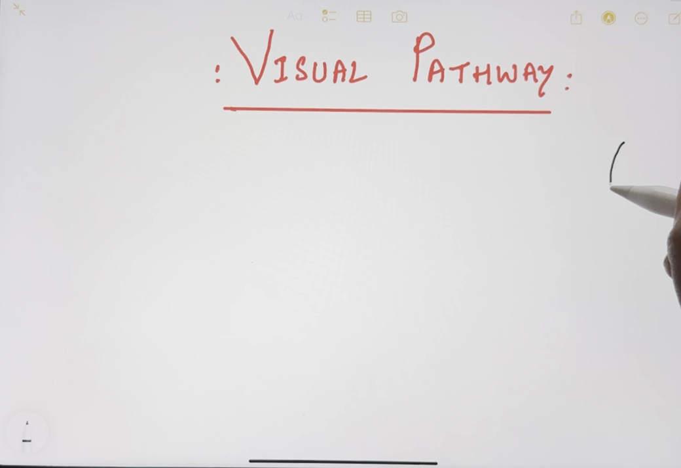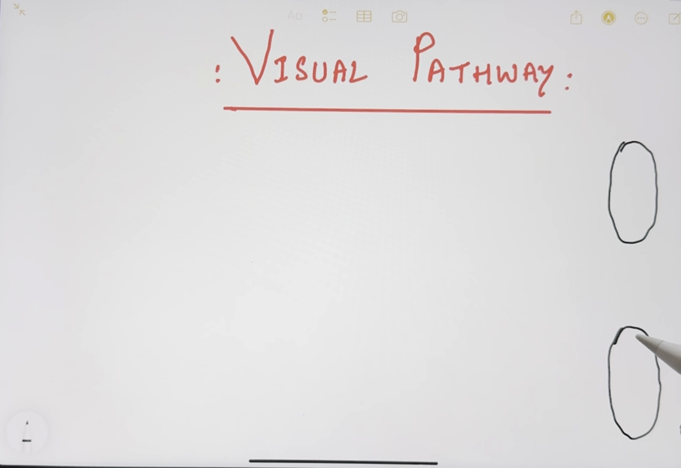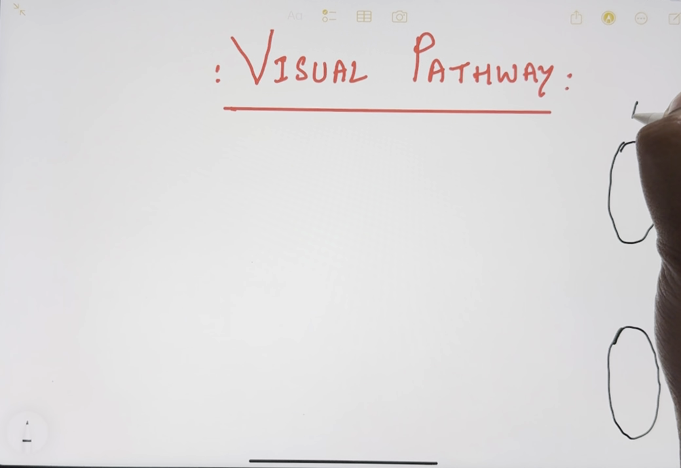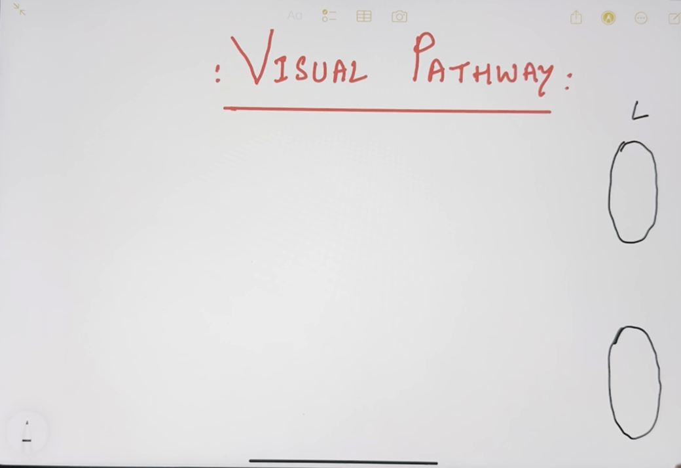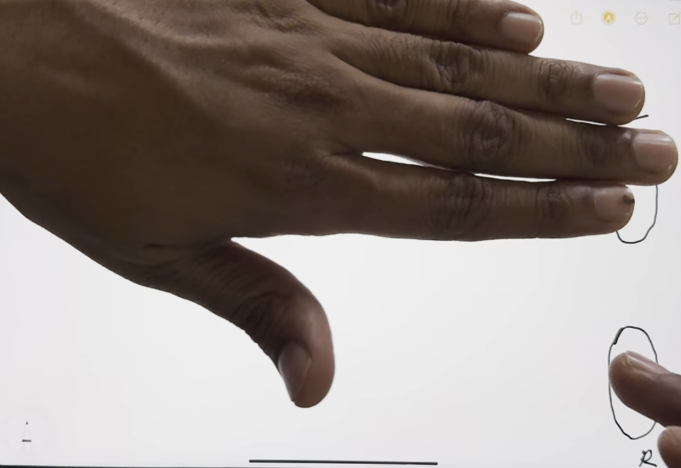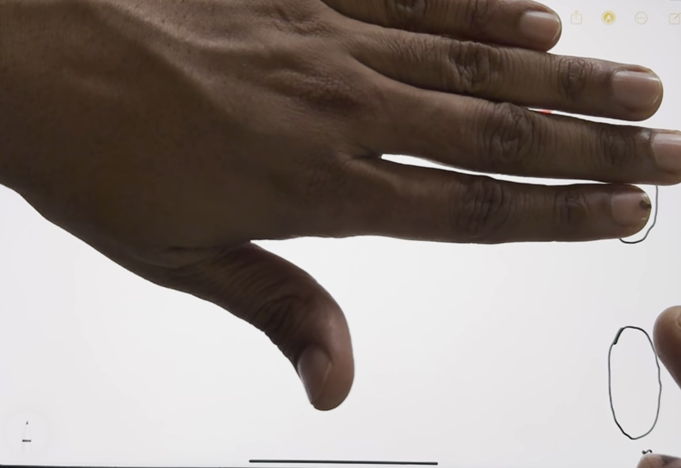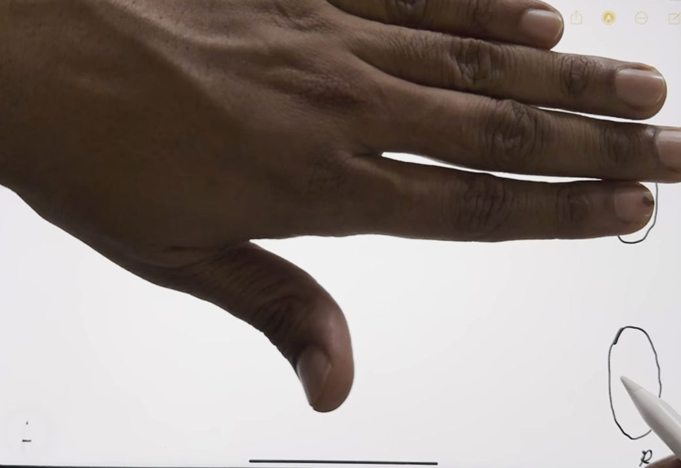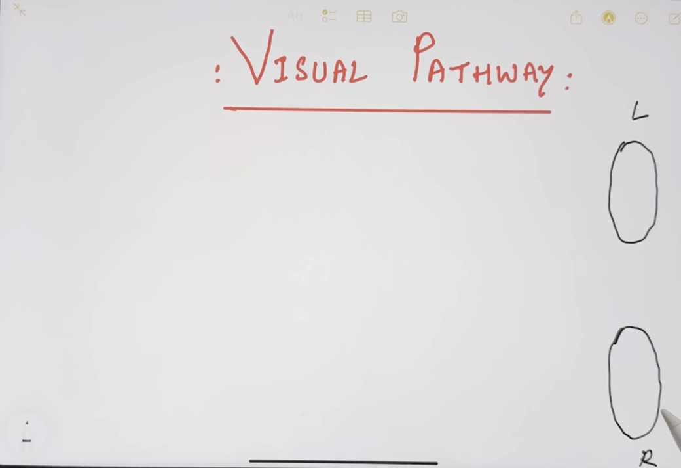First, let me draw the visual fields. Visual field is the portion of the external world which is visible to one eye when the gaze is fixed to a particular fixation point. Now, consider this as the visual field of the left eye and this as the visual field of the right eye. Suppose when we close our left eye, whatever is visible to the right eye, that area of the external world is known as the field of vision of the right eye.